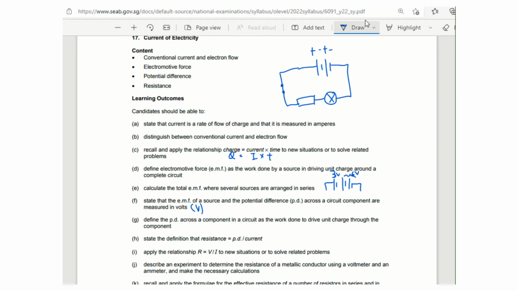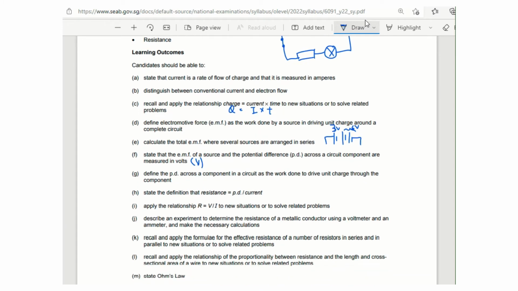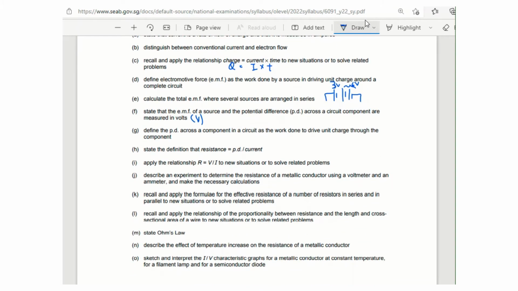Next, I'll scroll upwards. You need to be able to use this formula: resistance, which we usually denote as R, is equal to potential difference, which is V, divided by current. So you need to know and apply this formula R equals V over I, or you can also use it as V equals I times R.